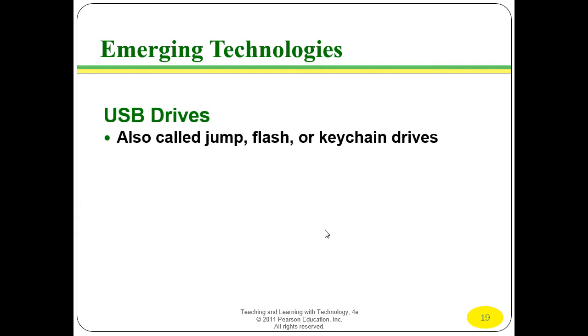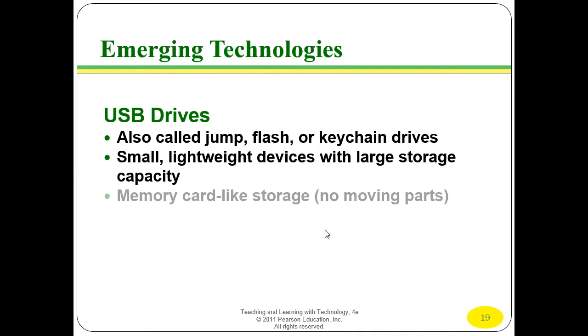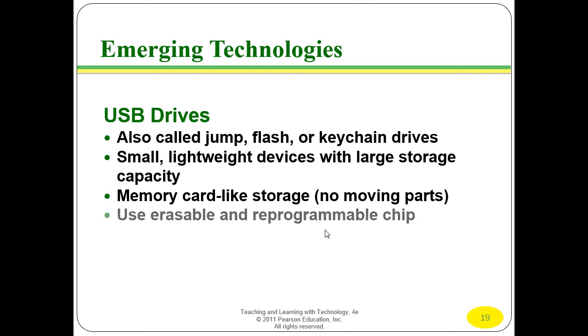Then we've got our USB drives. They come by all kinds of terms: jump drives, flash, or keychain drives. They're small, lightweight, and they have quite a bit of storage capacity in the gigabyte range. It's like a memory card type of storage. There's no moving parts, so there's nothing really to break. And you can erase it and reuse it over and over again.